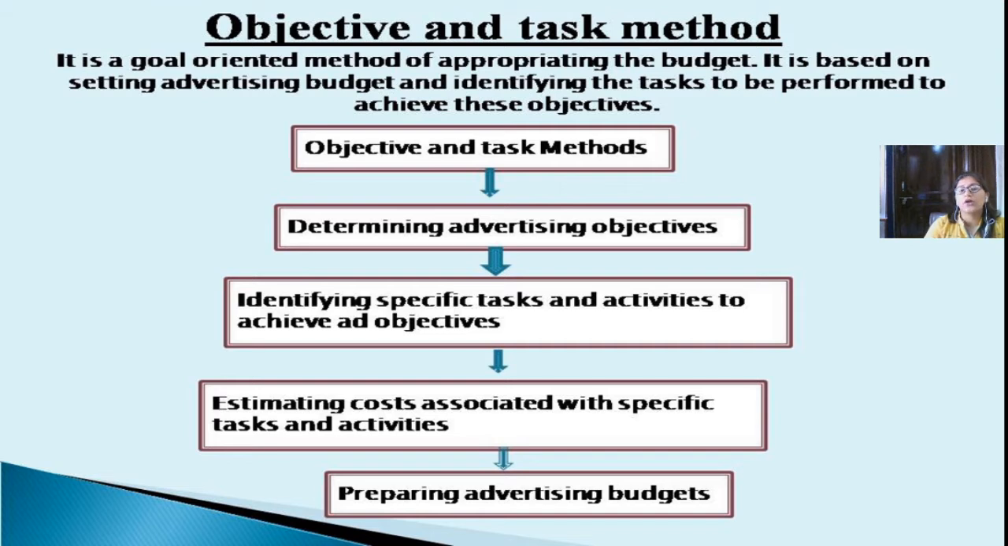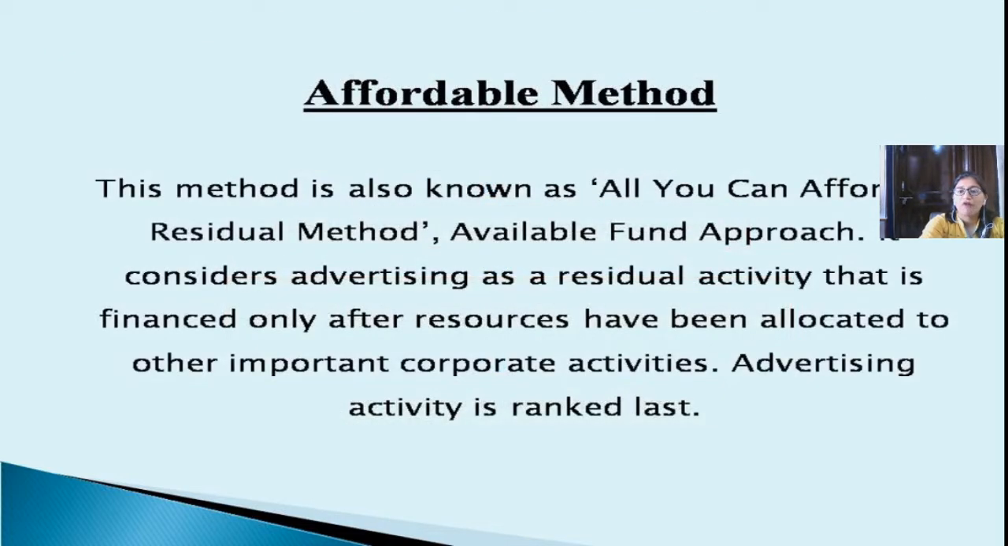These are the steps in objective and task method. First we have to identify the objectives, and from those we will identify advertising objectives. Then from advertising objectives we will determine the tasks and activities to be performed to achieve those objectives, and we will estimate the cost of each task to fulfill our objectives, and in this way the budget will be prepared.